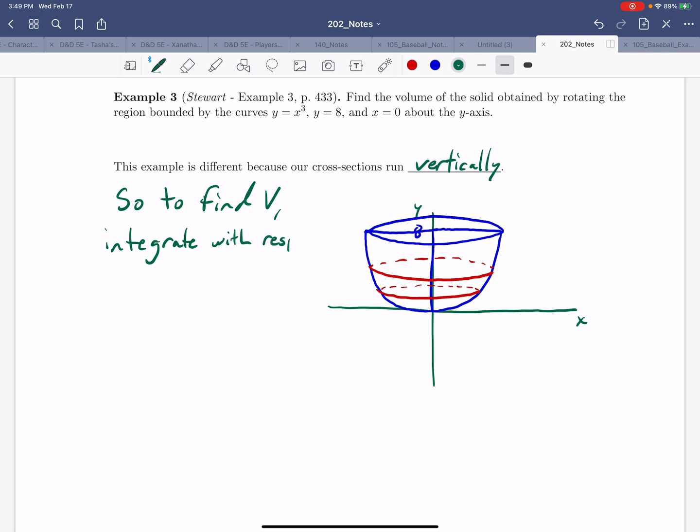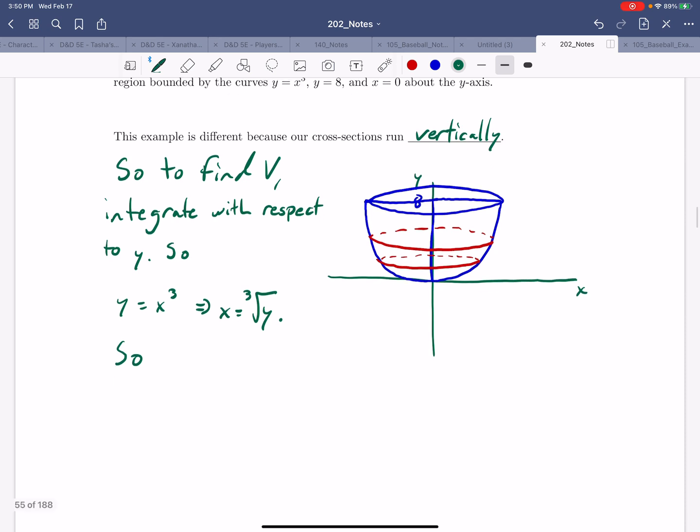With respect to y. Now the problem with that is that we were given the function y equals x cubed. That doesn't help us. We need x as a function of y. But that's okay, because we can just take the cube root of y. See how we reframed y as a function of x as x is a function of y?